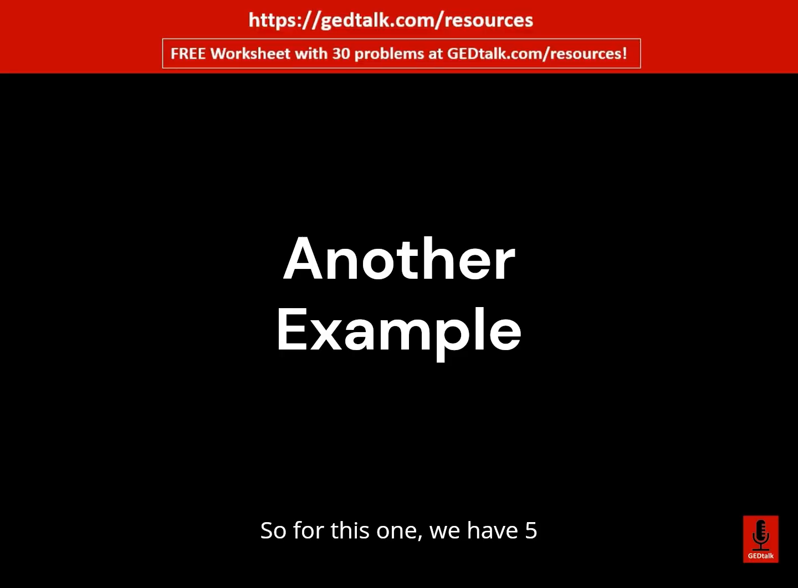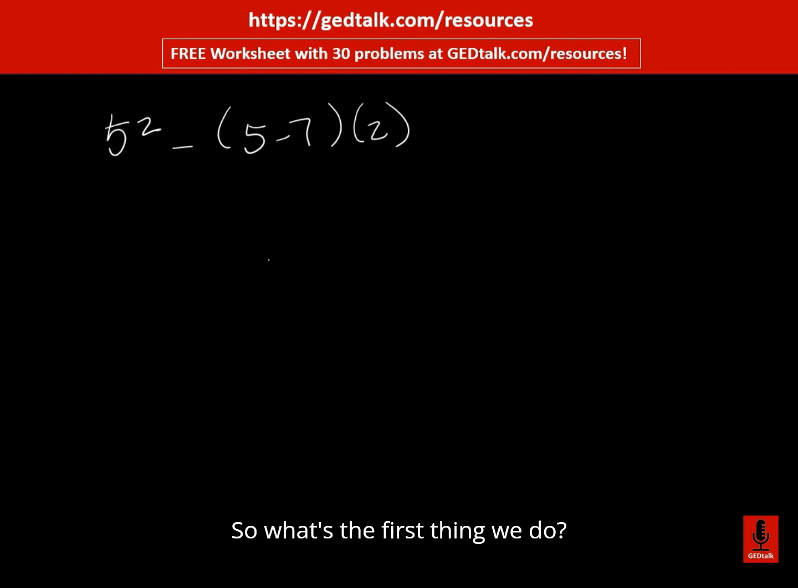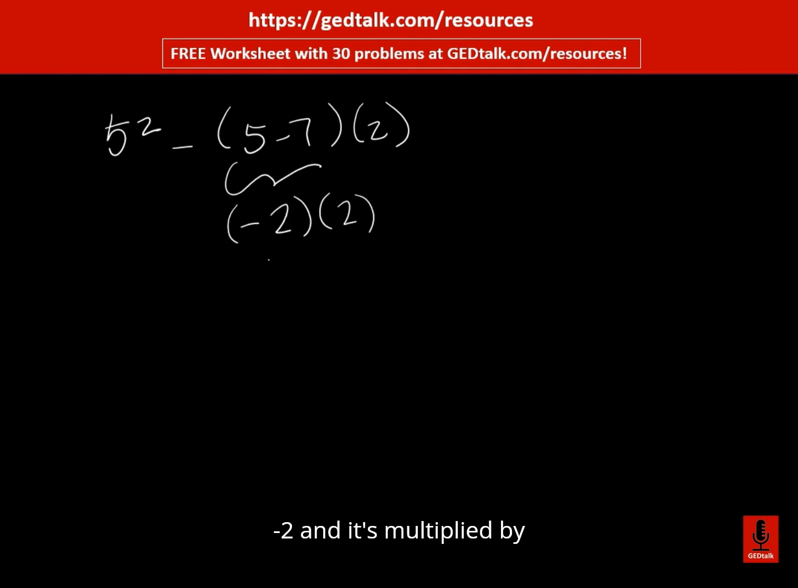So for this one, we have 5 squared minus (5 minus 7) times 2. So what's the first thing we do? We are going to take care of the parentheses. 5 minus 7 is -2, and it's multiplied by 2, and then I have 5 to the power of 2. So parentheses first, exponents next. 5 to the power of 2 is 5 times 5, which is 25.